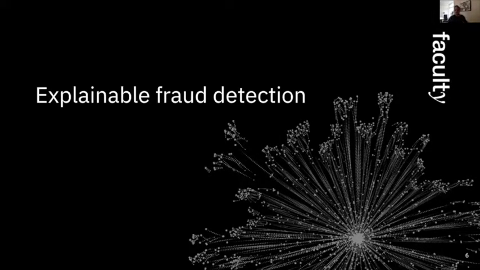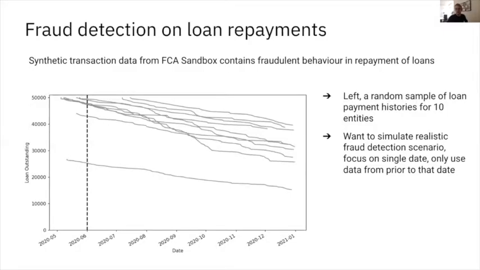So that's about our explainability tooling, and I'm now going to demonstrate how this tooling can be applied to a fraud detection use case using some of the data from the FCA Digital Sandbox. The synthetic transaction data contained within the sandbox contains fraudulent behavior in the repayment of bounce back loans over the course of 2020. So this figure here shows the repayment histories for a random sample of 10 entities within this data. But in order to simulate a realistic fraud detection scenario, we're going to focus on a single date, which is the 1st of June, and look at the data from the period immediately preceding this date.